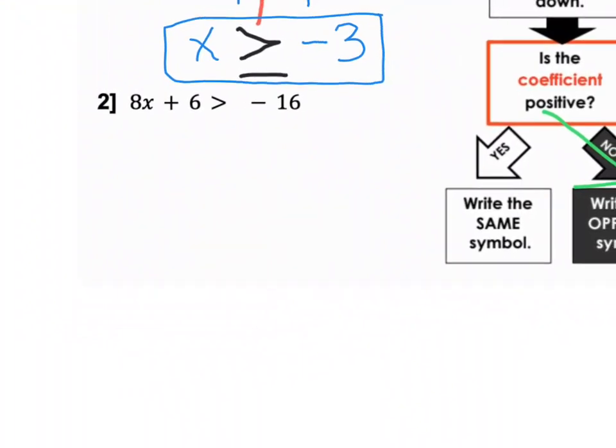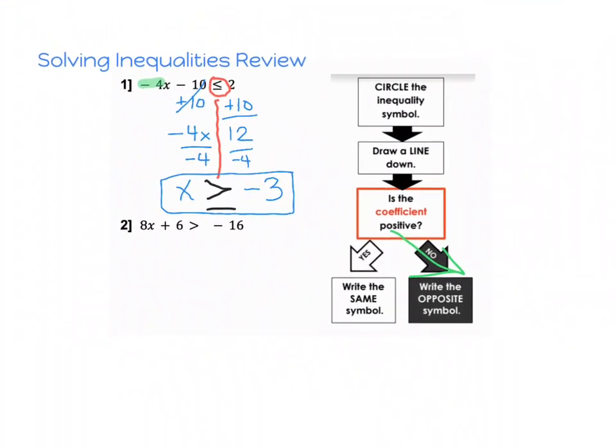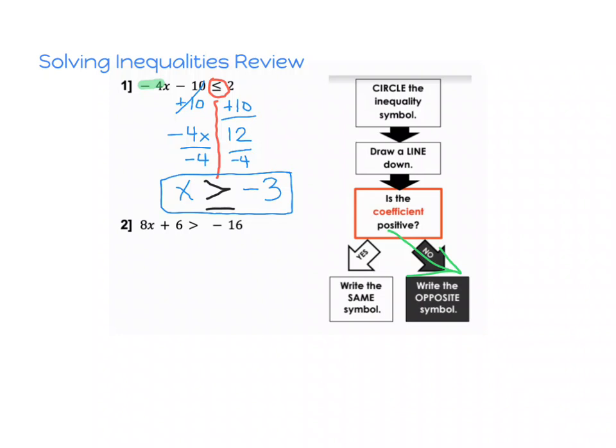Alright, let's take a look at another one. I'm going to follow those same steps. Actually, let me zoom out for that part so you can see the same steps we were using earlier. I'm going to start by circling my inequality, drawing a line down. Alright, and then I'm asking myself about the coefficient again. I need to know if the coefficient is positive. Is the coefficient positive? Yes. So we just write the same symbol.